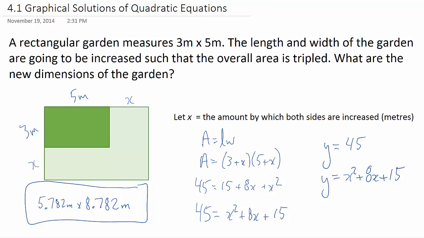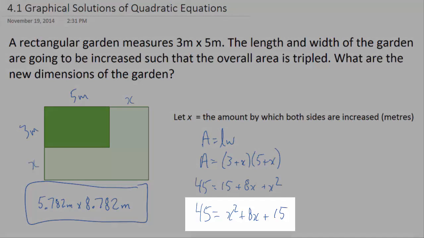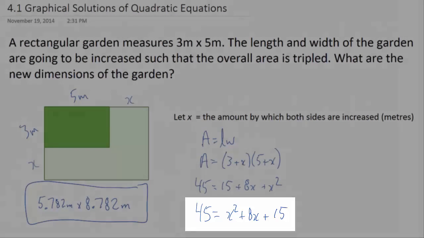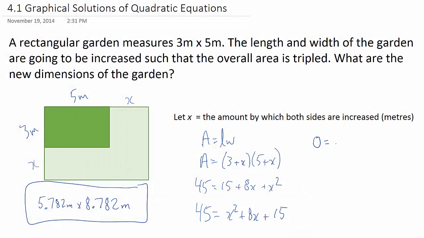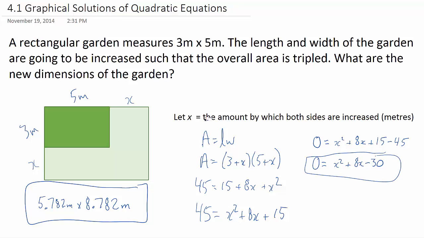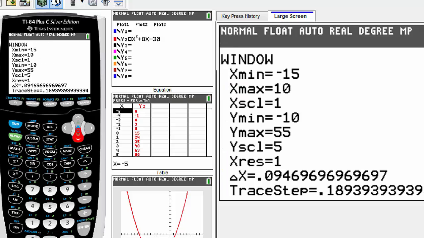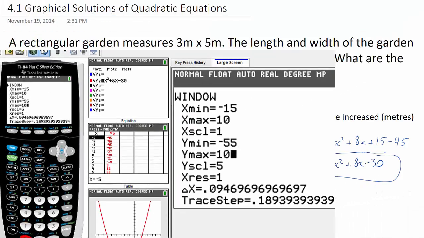Now we could have done this slightly differently by simplifying this equation first. Since 45 is equal to x squared plus 8x plus 15, I could have rearranged this as 0 is equal to x squared plus 8x plus 15 minus 45 and tidied that up to simply x squared plus 8x minus 30. Now I could graph this one equation here. In this case, when I graph it, instead of finding where it has a value of 45, all I need to find is where does this equation have a value of 0. In other words, I just need to find its x-intercepts.